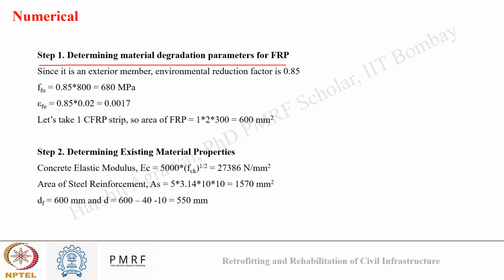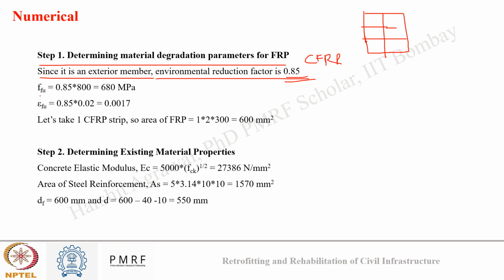Now, first step is determining the material degradation parameters for FRP. Since this is a bridge deck exposed to the exterior environment, my environmental factor for CFRP will be 0.85. We saw in the last session a table where different environmental factor values were given based on the exposure conditions. So for CFRP, that factor is 0.85. We will multiply both the ultimate strength and the ultimate strain of FRP by this factor 0.85, and we will get these values.